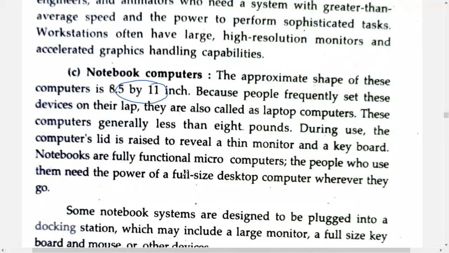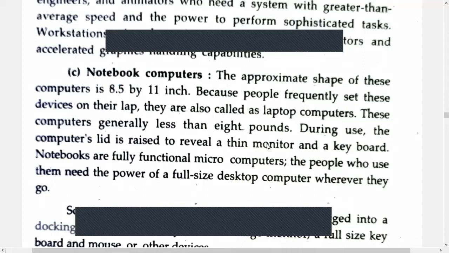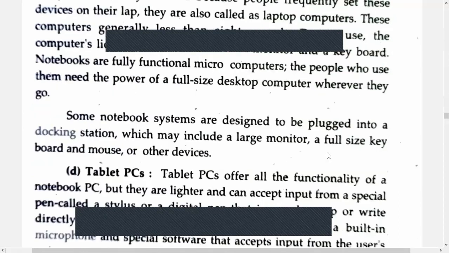The people who use them need the power of a full size desktop. However, these are the laptops. Some notebook systems are designed to be plugged into a docking station, which may include a larger monitor, a full-size keyboard, or mouse. Yes, we have that additional ports, right? Ports through which we can work comfortably.